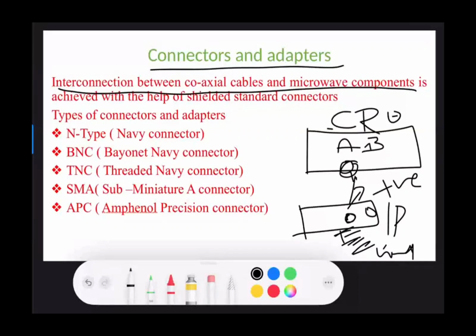And there are five types of connectors and adapters. The five types are the navy connector, which is called the N type connector. Next is the bayonet navy connector. The third one is the threaded navy connector. The fourth one is the sub-miniature A connector. And the fifth one is the amphenol precision connector. These are the five types of connectors.